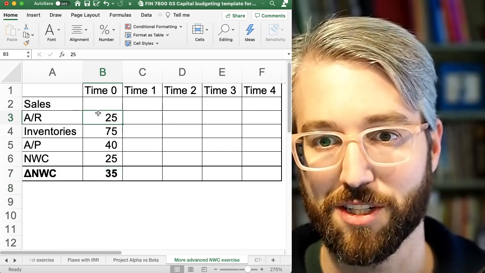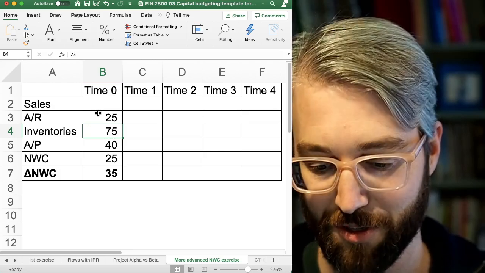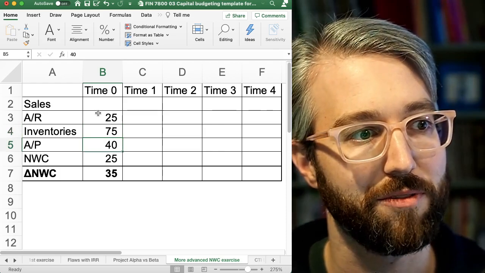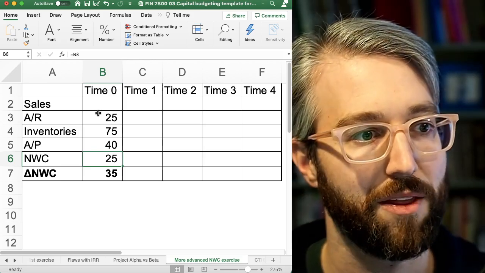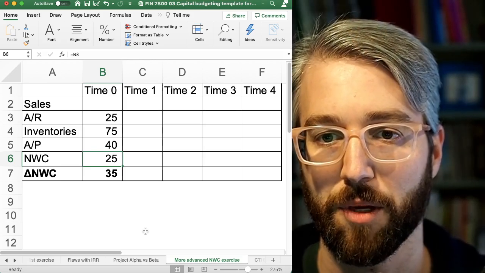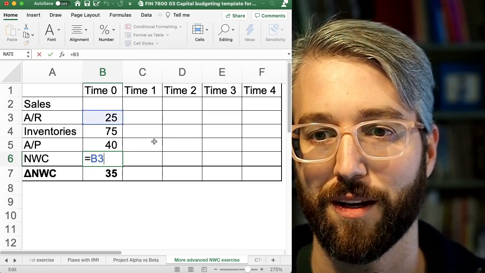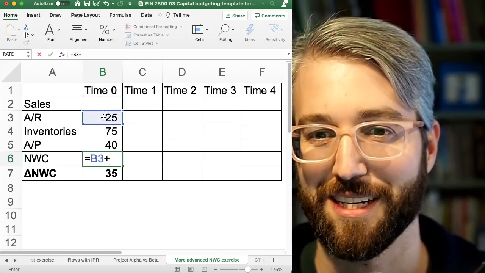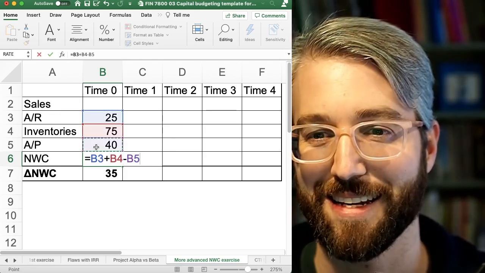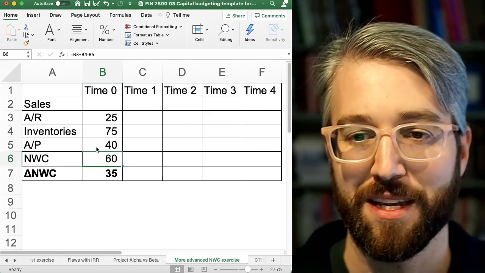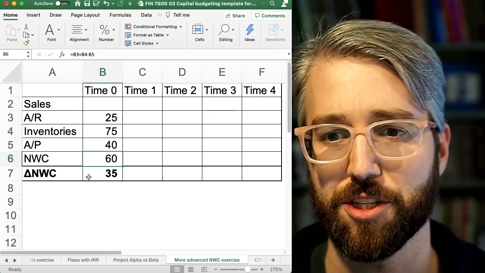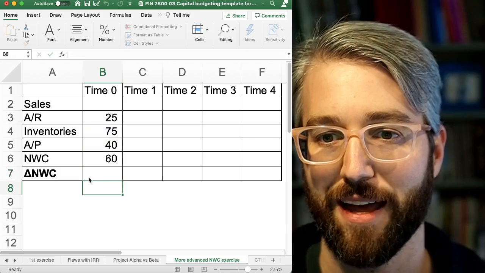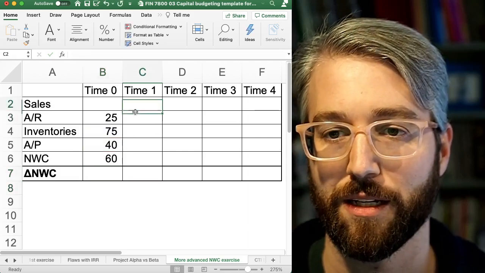So the slide suggests inventory of 75, accounts payable of 40, and AR of 25. So I think I am, nope, that's equals AR plus inventories. Those are assets minus accounts payable. Sorry about that. So 60 is going to be our forecast. And I don't know what that one's about, but let's get rid of that.